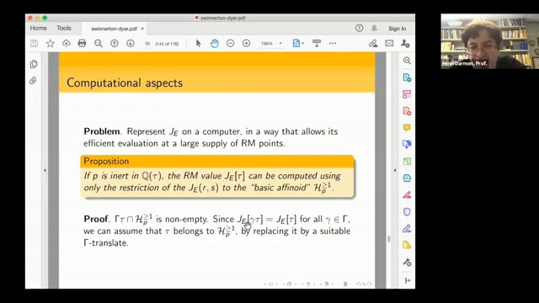Because the RM value is invariant under Γ, it doesn't change if I replace tau by one of its Γ translates, so I might as well assume that tau belongs to this H_p greater than 1. Otherwise, just translate it into that region by replacing it by a suitable translate.